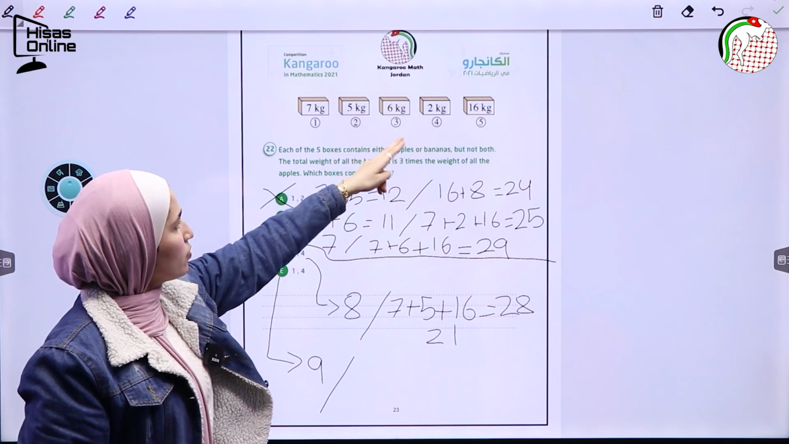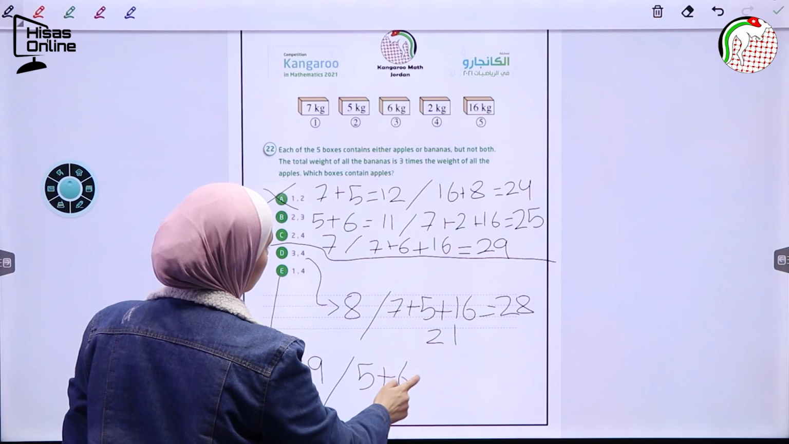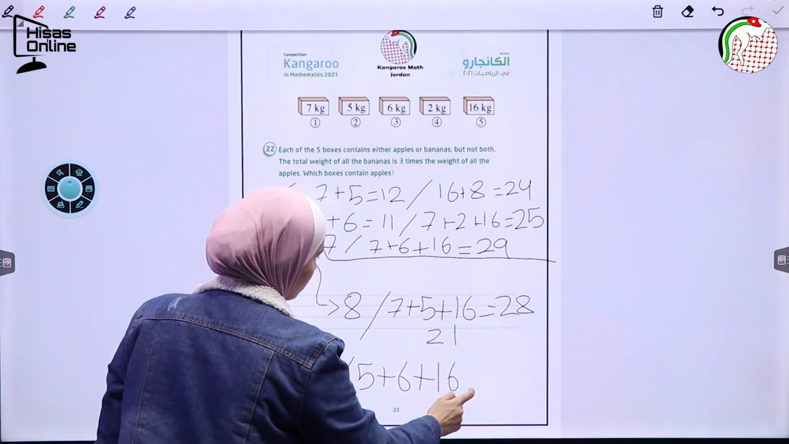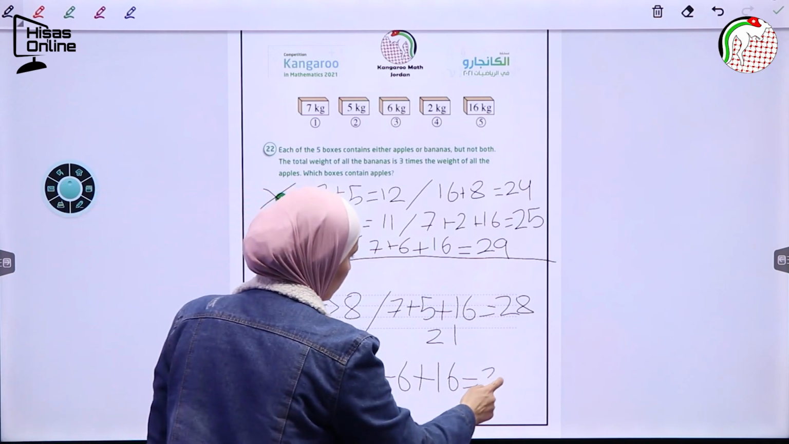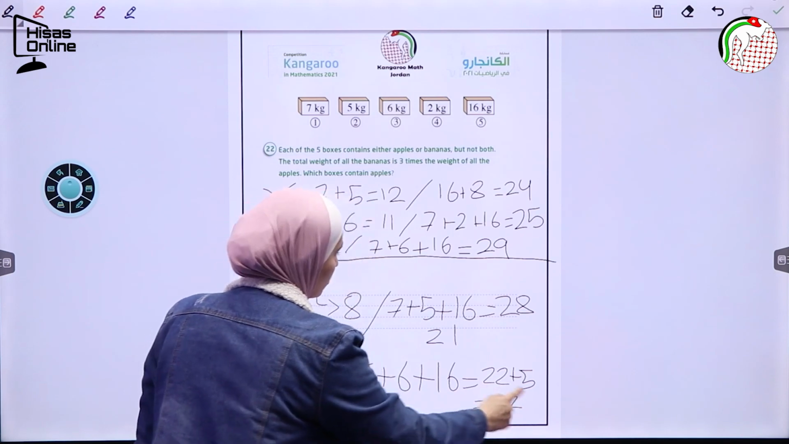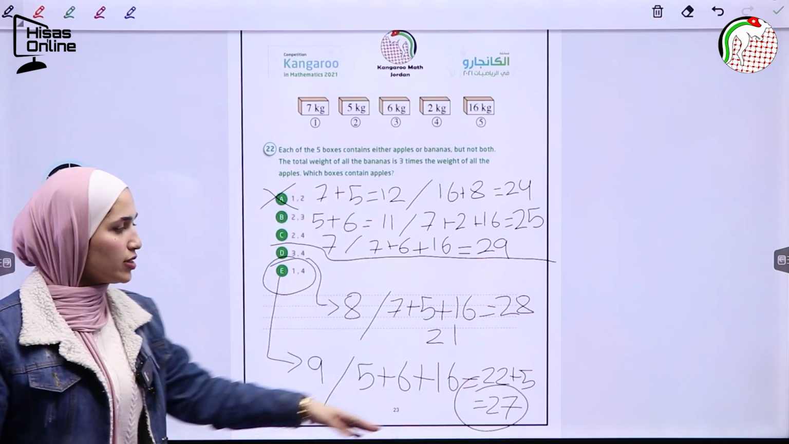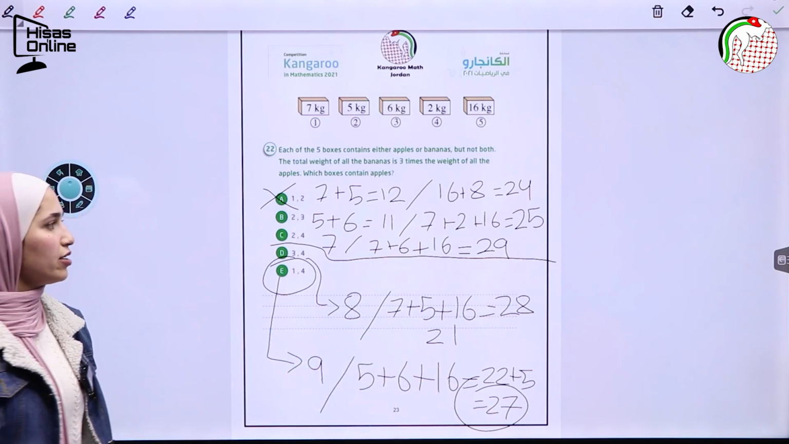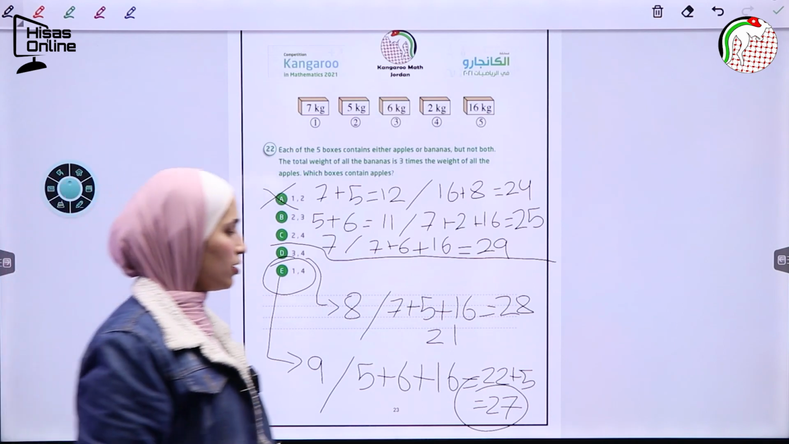Now let's add 2, 3 with 5. 5 plus 6 plus 16. Okay? So 16 plus 6, that means 22. 22 plus 5 equals 27. So the answer is E. Yes, the 27 is a 999. So the answer is E. Now let's go to question number 23.